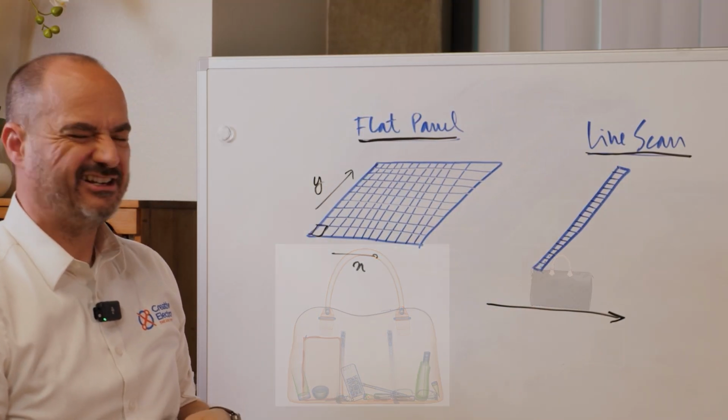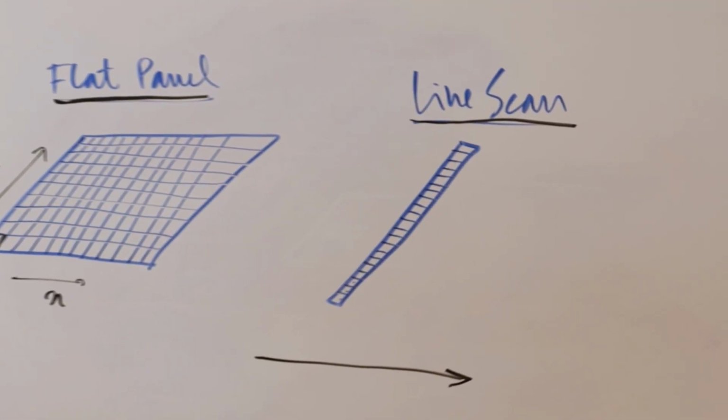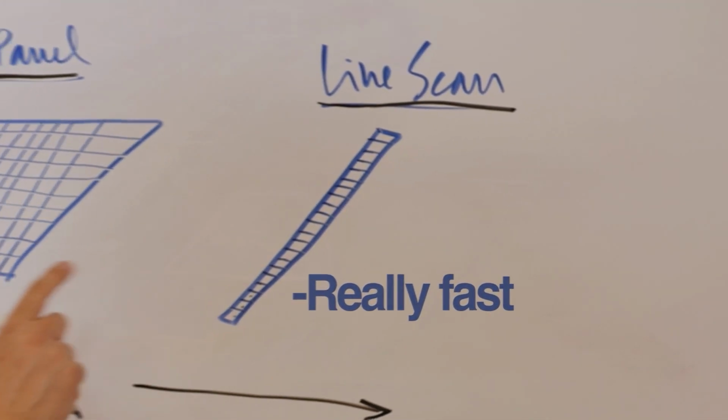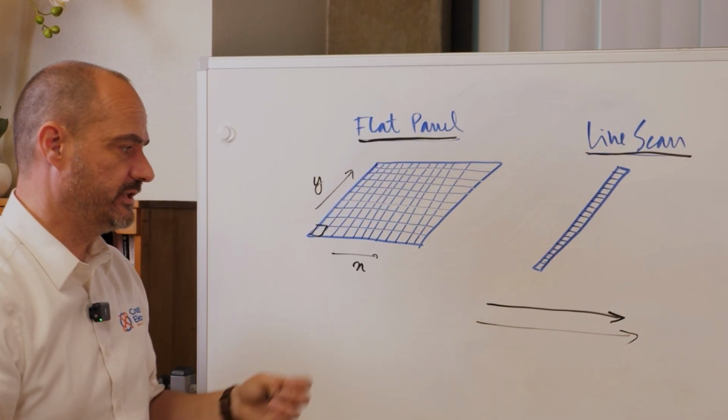When do you use a line scanner? There are some specific reasons why you're going to use it. For example, on a line scanner, you can go really fast. You can be reading this line really, really fast, so you can have objects flying by much faster. You can't do that on the flat panel.